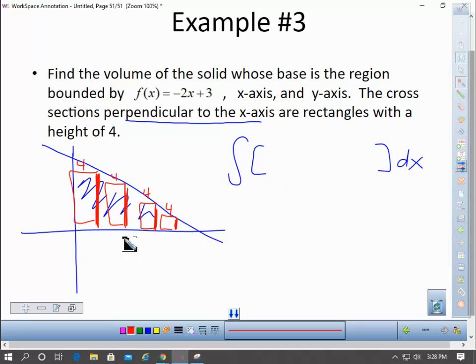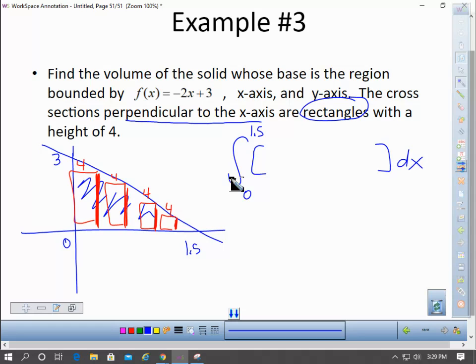Okay, so how do you integrate? Okay, first of all, let's put our numbers back on here. This is 0, this is 1.5, and this is 3. Okay, so since we're in x's, we want our limits of integration to be x values. So we need to go from 0 to 1.5. And then I just need to integrate the area formula of what I'm building, which is a rectangle.